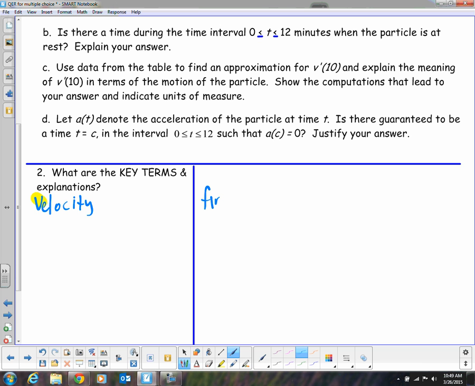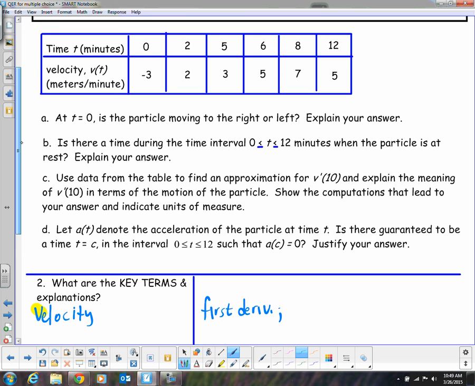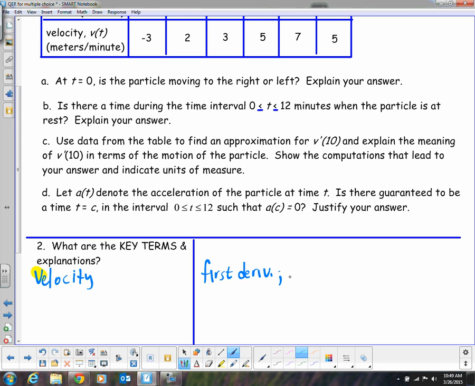It is the first derivative. What else do we know? And is that what we have on this one? Meters per minute. In this case, it's meters per minute. What else do you know about velocity? It's the integral of your acceleration. What else do we know? What does it tell you? How fast something's going. Okay, tells you how fast, but it tells you something else.